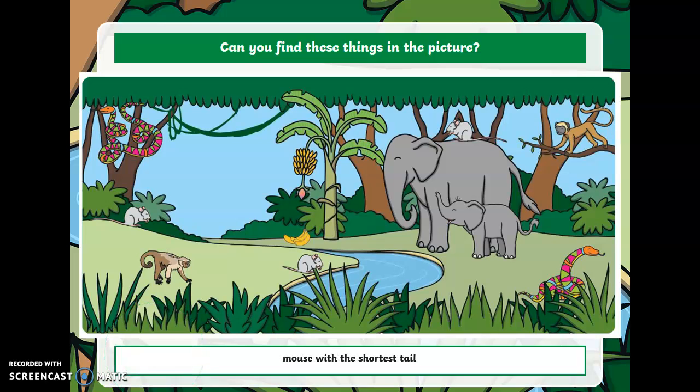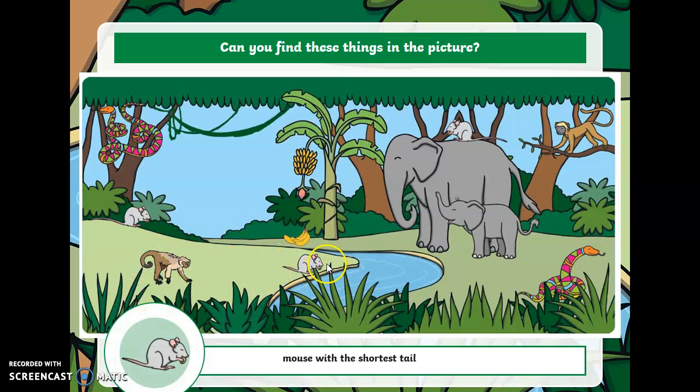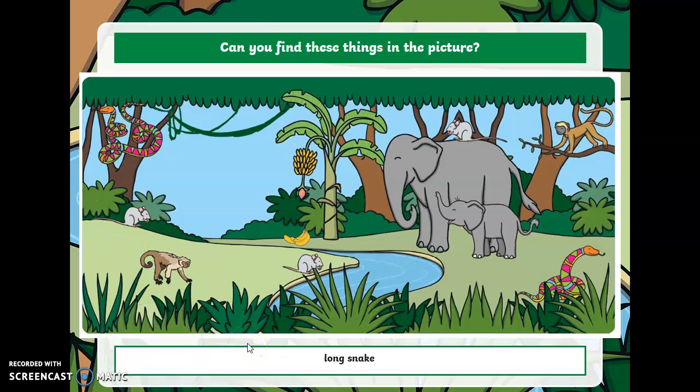Can we find the mouse with the shortest tail? So we've got a mouse here on top of the elephant. We've got a mouse here over on the ground, and we've got another mouse here that's having a drink of water. Which of those three mice has the shortest tail? Well done, boys and girls. It's this little mouse here that's having a drink of water, because that mouse has got a very long tail, and so has that mouse there. Fantastic.